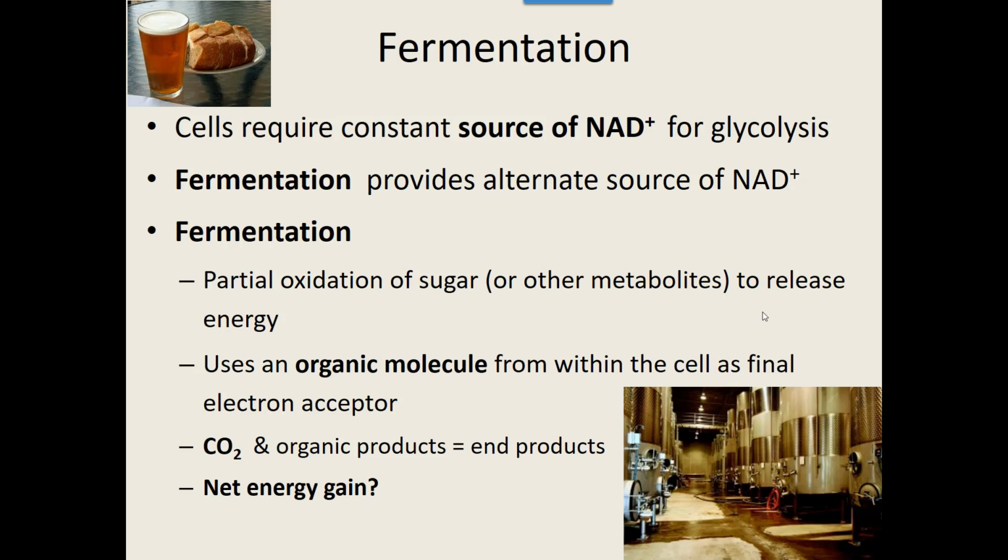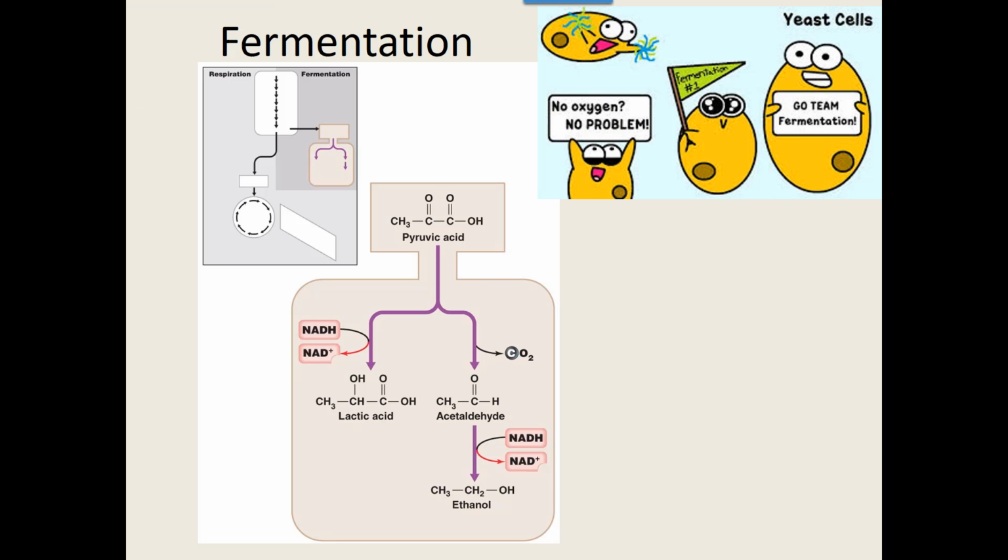A couple of the end products we get out of fermentation are carbon dioxide and additional organic products, and part of that is where the electron acceptor is going to end up. Now, the net energy gain is not a lot. Through the fermentation process, we really only get 2 ATP, and that's it. It's not like aerobic respiration, which goes through the whole cellular respiration where we can get almost 40 ATP. We're only going to get 2 ATP out of the whole process of fermentation.